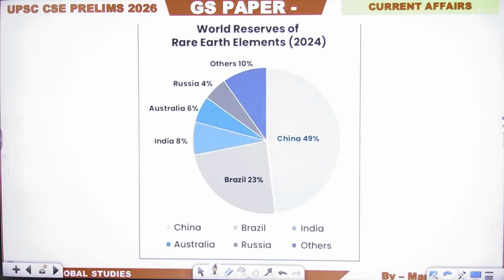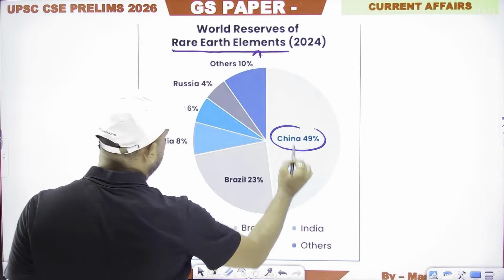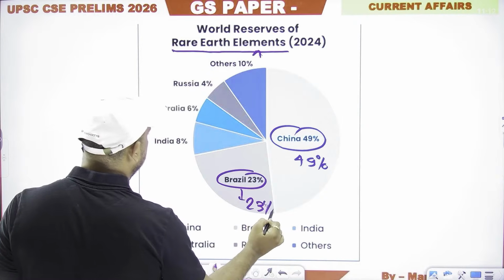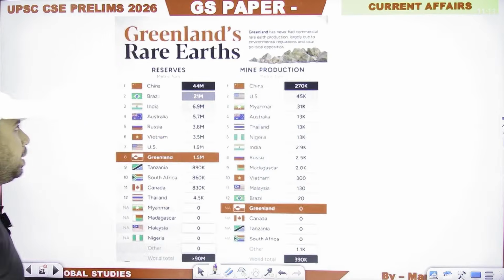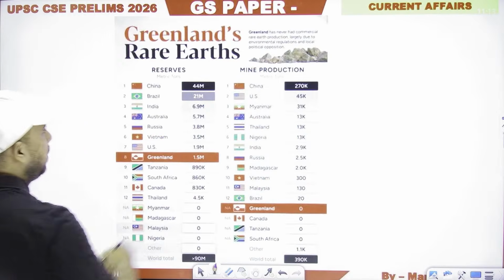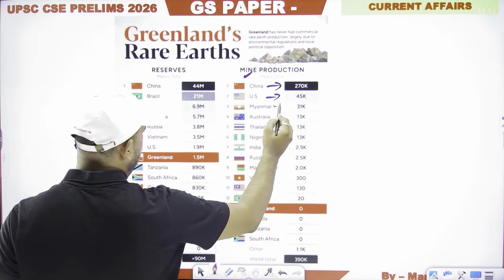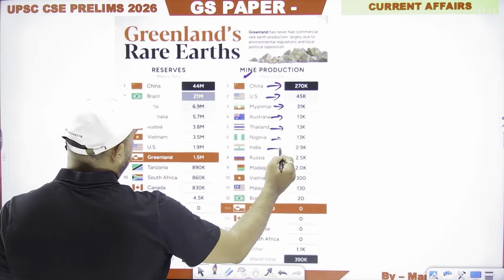First, go through the world reserves of rare earth elements. China has 49% of reserves, Brazil has 23%, and India has 8%. Secondly, when we go through mine production, China is at the first position, USA at the second, Myanmar at the third, Australia fourth, Thailand fifth, Nigeria sixth, and India is seventh.